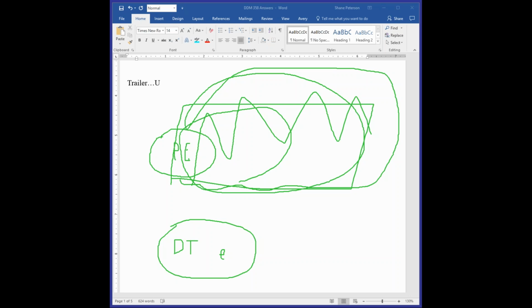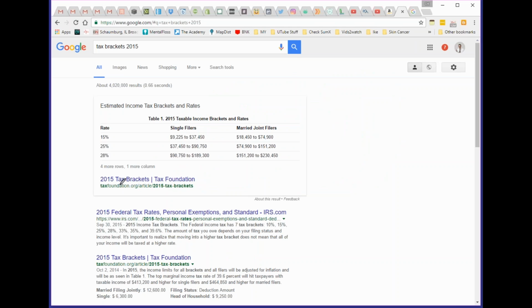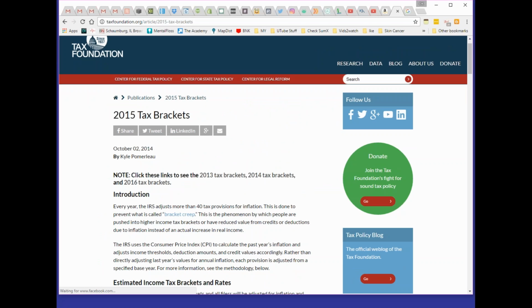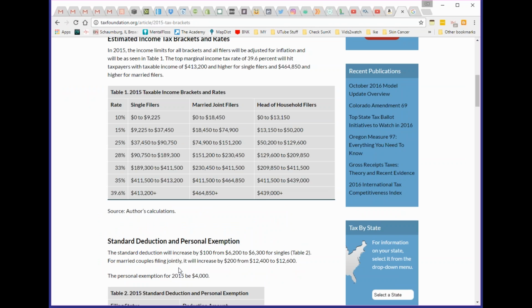Oh, geez, it's so crazy. Yeah, here we go, tax brackets. 2015. You can just search this. There's more. So, there you go, maximum is 39%. So minimum 10, maximum 39. Okay. And you have no health insurance.